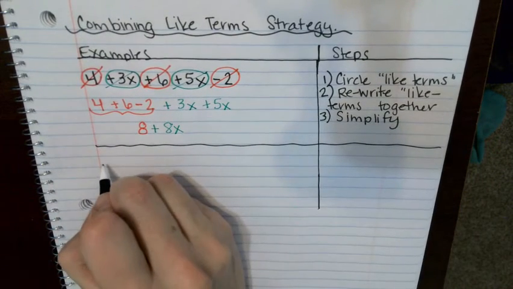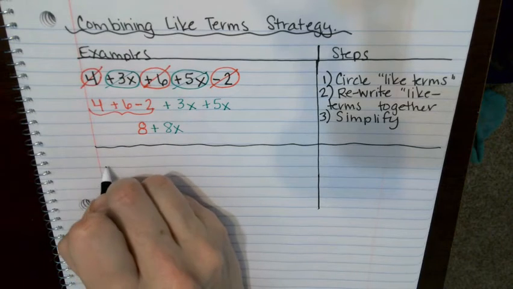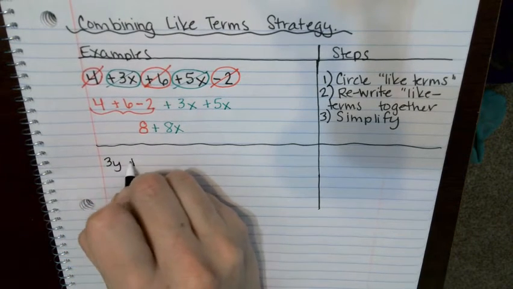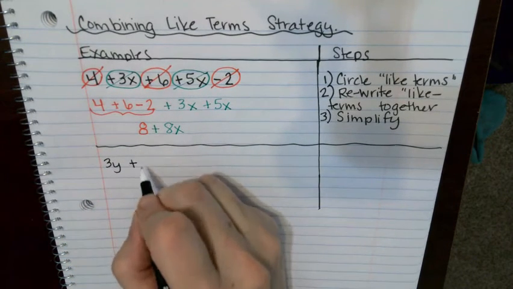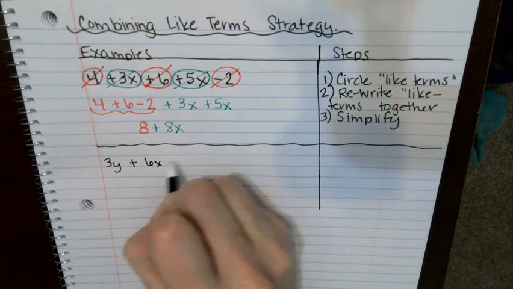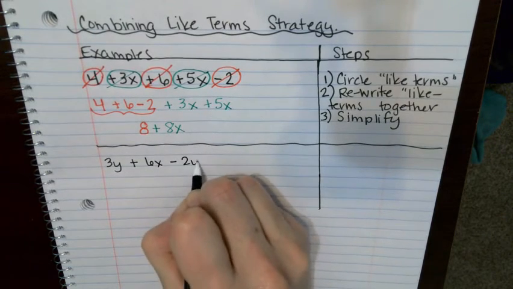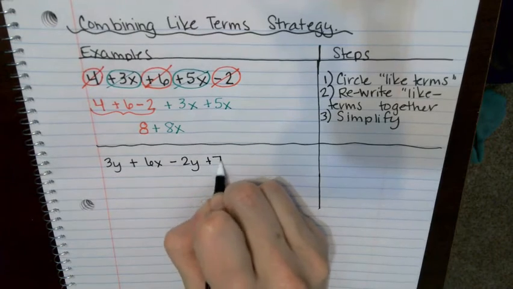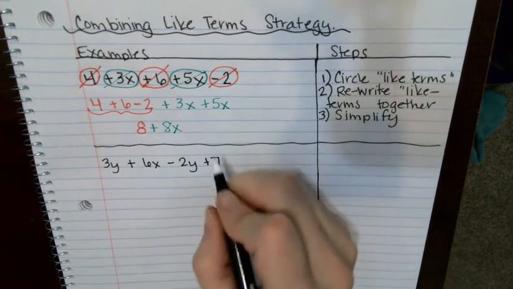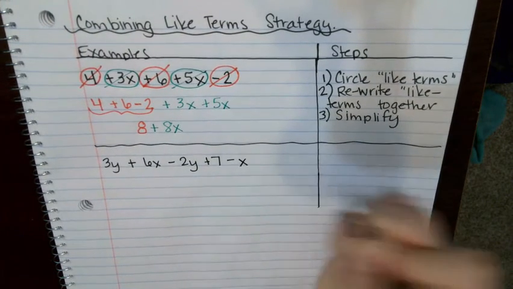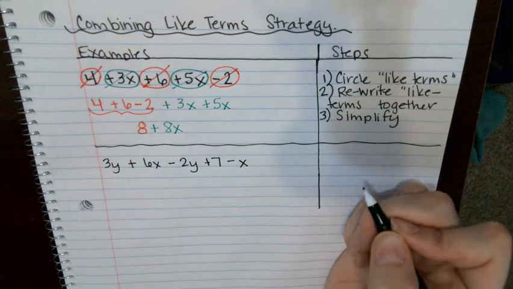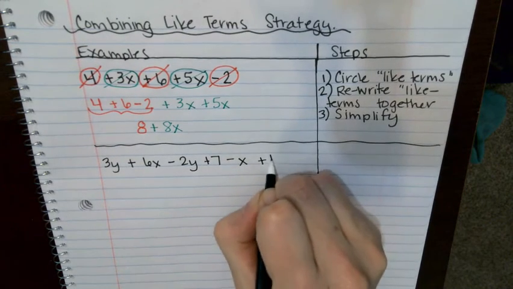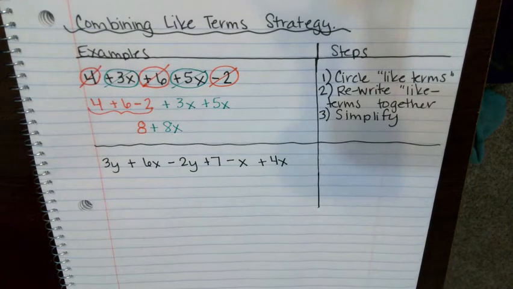Okay. For this one, we are going to do 3y plus 6x minus 2y plus 7 minus x, yes, math expressions do get this long, plus 4x. And we're going to follow our 3 steps, okay?